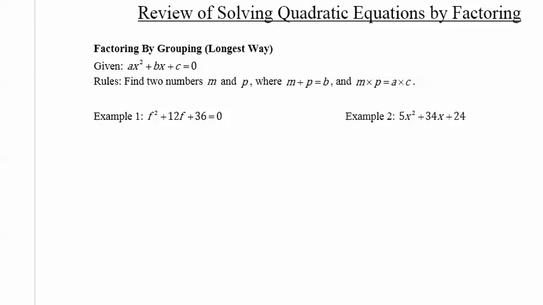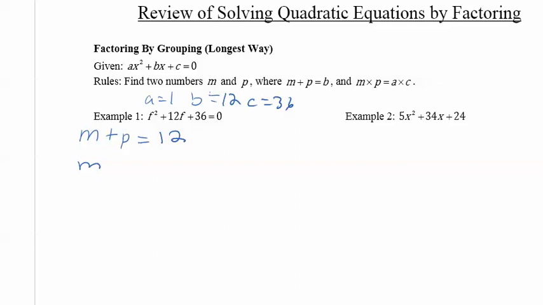Okay, so now let's look at how to factor by grouping, where our rule tells us that we're looking for two numbers, m and p. Given that the two numbers m and p should add up to b, I'm going to write m plus p should add up to b. In this case, if we look at our coefficients for this equation, x squared plus 12x plus 36, a would be 1, b would be 12, and c would be 36. So m plus p should be 12 in this case.